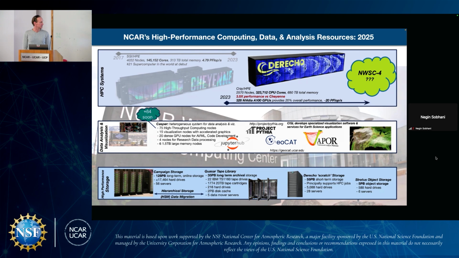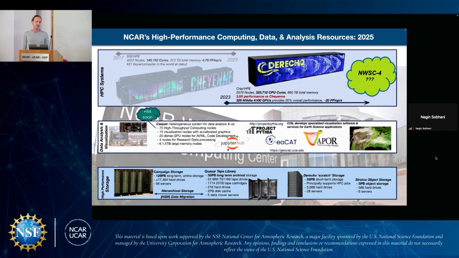We use Casper and Derecho to field a number of services that you're going to hear about today, but principally our JupyterHub service and a number of the visualization tools that we develop are provided and hosted primarily on Casper, as well as open source to the community. And then lastly, we have a very large data storage component that connects to this entire ecosystem.